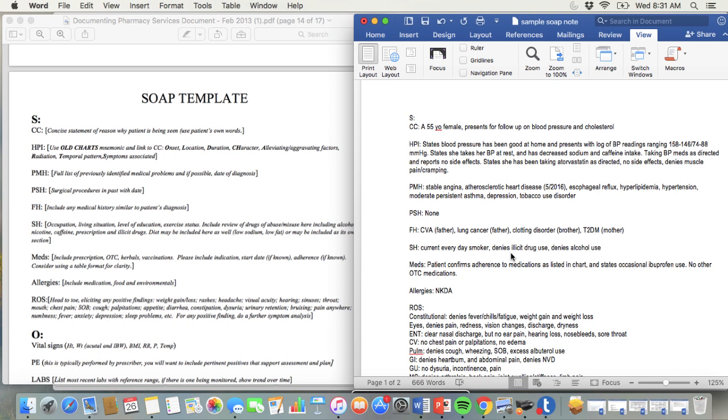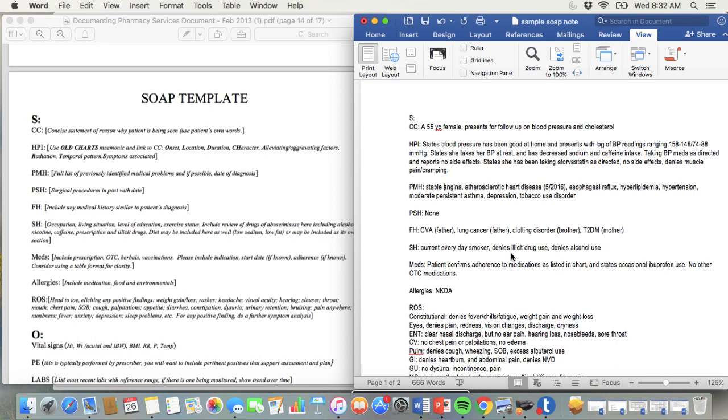So if a patient told you that they take their medication somehow differently than the meds are listed in the chart, or any OTCs or anything like that, that can be listed in the subjective section, and then the meds listed in the chart can be listed in the objective section, so that it's clear that there is a discrepancy, and then that would be addressed in your assessment and plan.